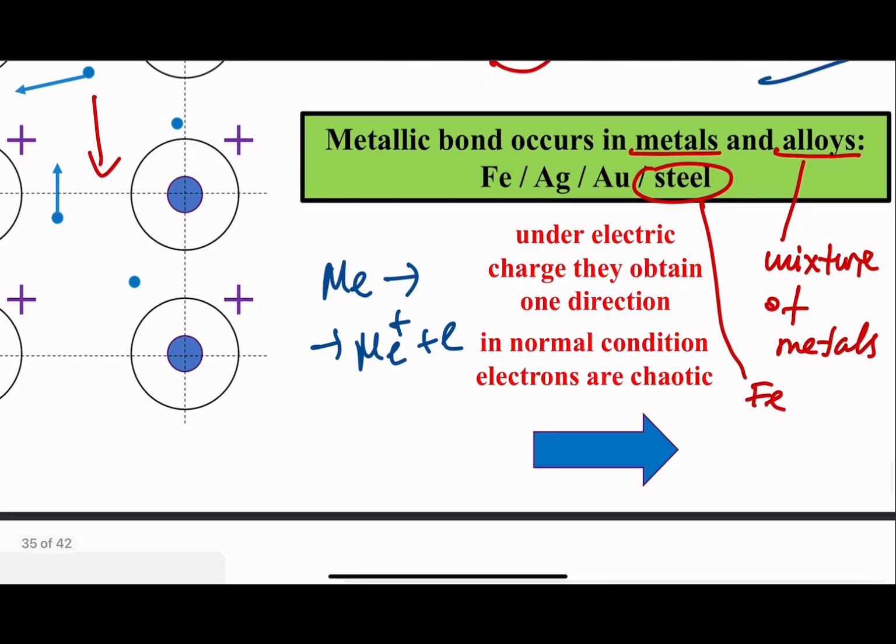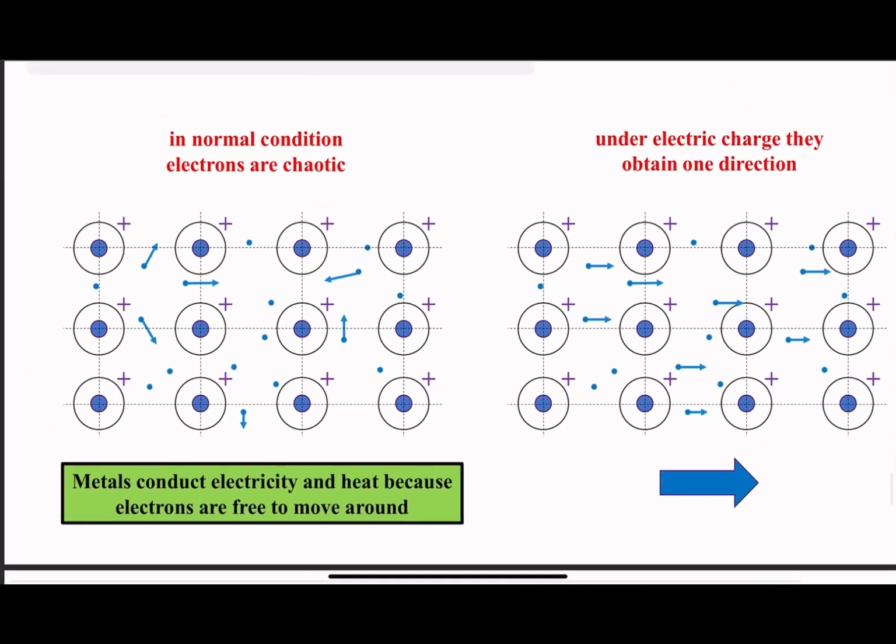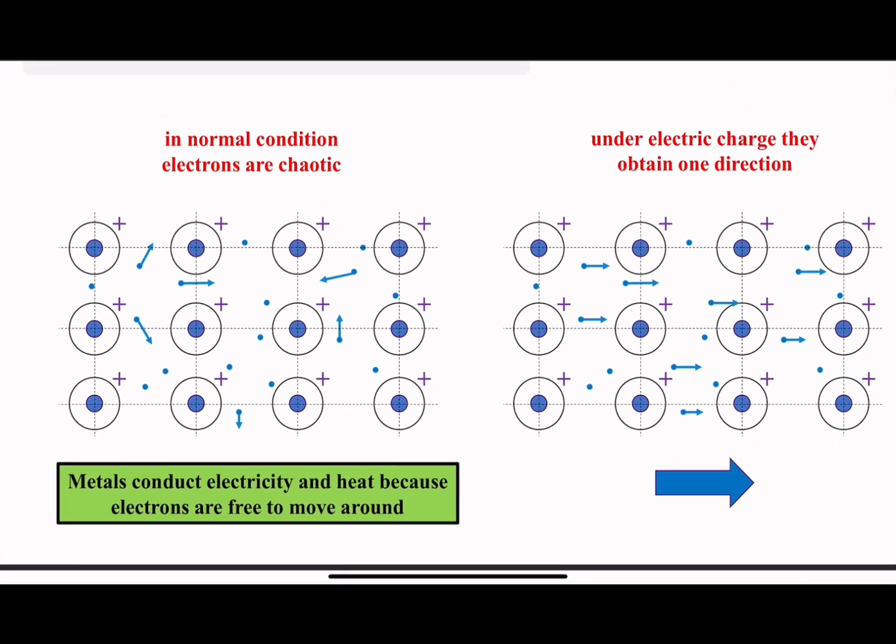And please pay attention here. It says that under electric charge, they move in one direction. In normal conditions, electrons are chaotic. This will be explained in this picture. So this is the normal condition. You see here, electrons are moving wherever they want.